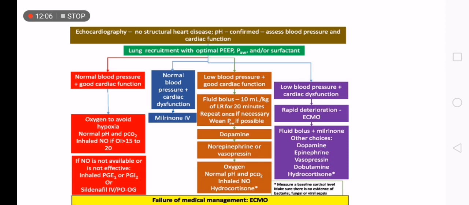With rapid deterioration, we have to go through high frequency ventilation or ECMO. High frequency ventilation might increase the hypotension and exaggerate it, so ECMO is the choice of management, which is not available in every center here in Egypt. Then we have to give fluid boluses. We have to give vasopressors like dopamine, epinephrine, vasopressin, dobutamine, and plus or minus hydrocortisone. Milrinone is indicated to improve the cardiac function and also vasodilate the pulmonary vessels.